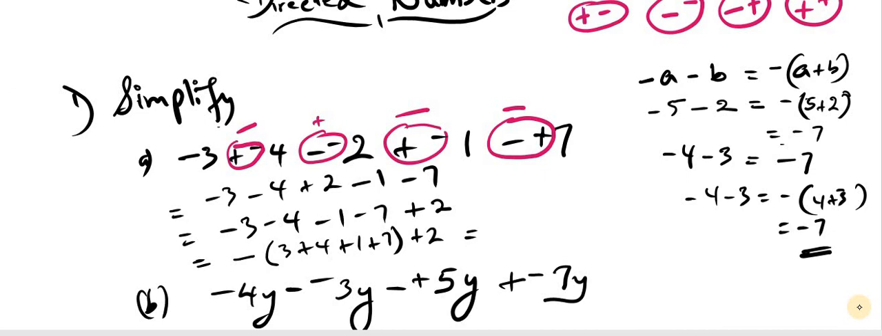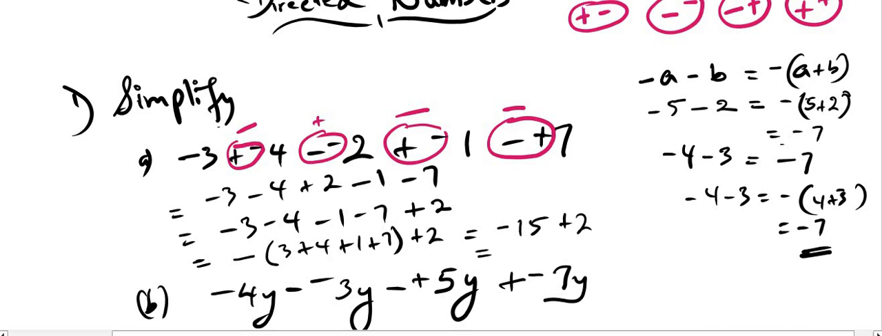Now, when you add 3 to 4, you get 7. Plus 7 is 14, plus 1 is 15. And then you put back the negative onto it. Plus 2. Now what's going to be the result here? -15 plus 2 is -13.